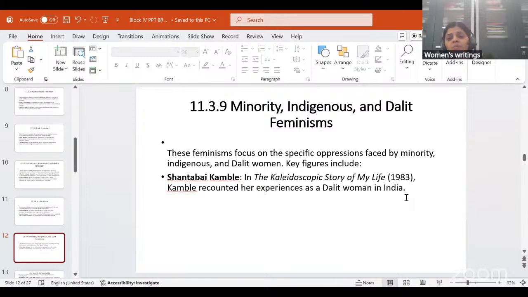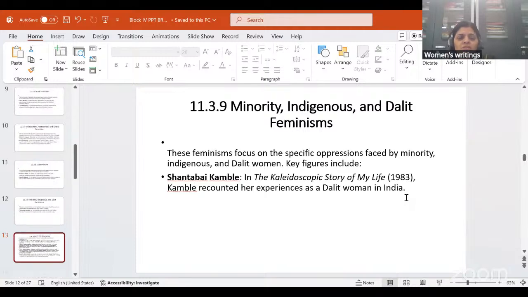So just like Black women face racism as well as sexism, Dalit women face both, and especially casteism. Based on their caste, they are oppressed not only by their families but also by society. So they are also doubly, sometimes triply, jeopardized. This is what we get to see when we read Dalit feminism, minority and indigenous feminisms. So we see various types of oppression women usually face.